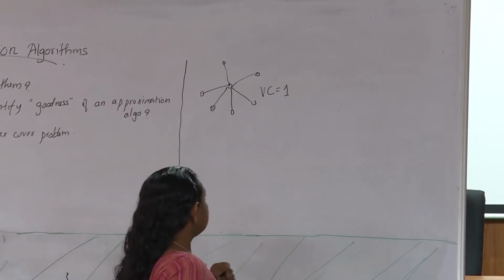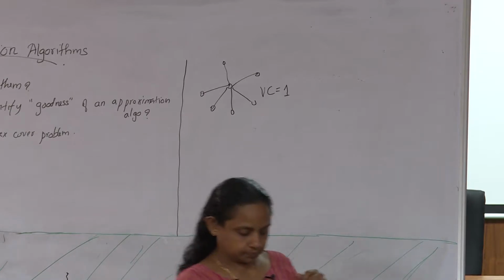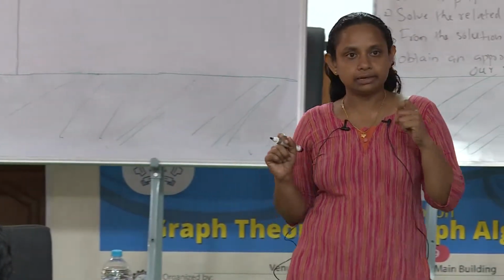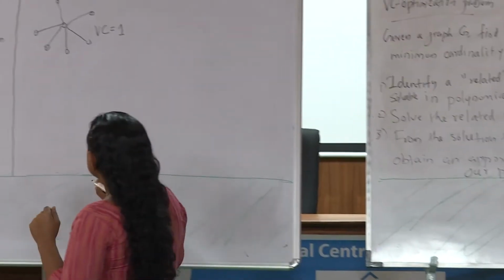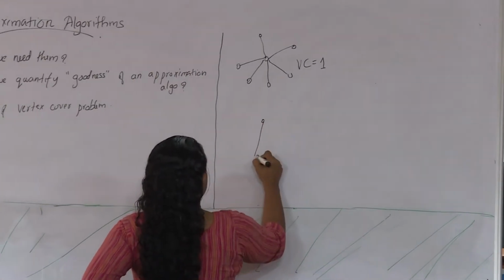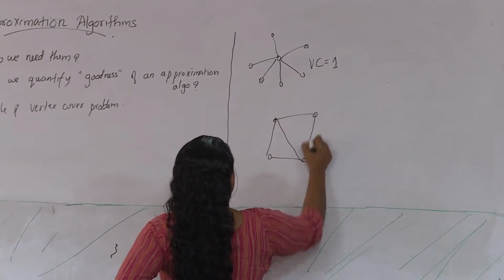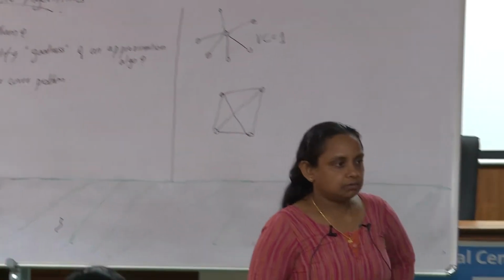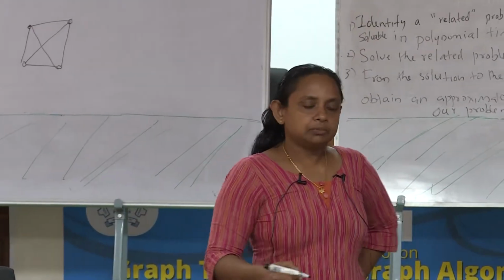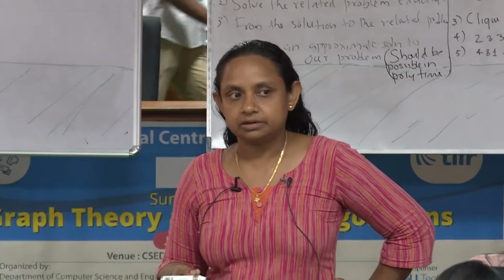Okay. Now let me draw another extreme case. I'll draw a clique on n vertices. Okay. What is a clique? Complete graph, right? So this is a clique on 4 vertices, right? Suppose there are n vertices. For a clique on n vertices, what is its vertex cover number?